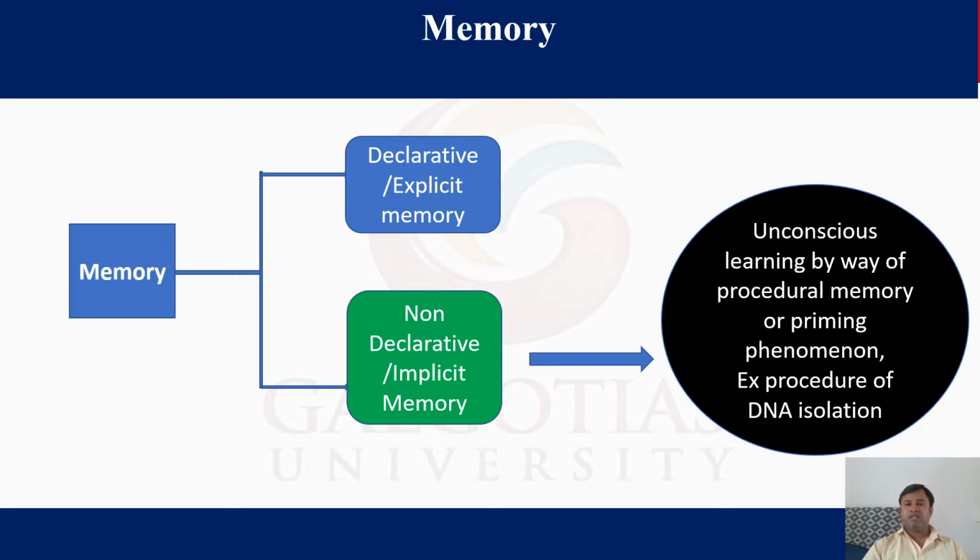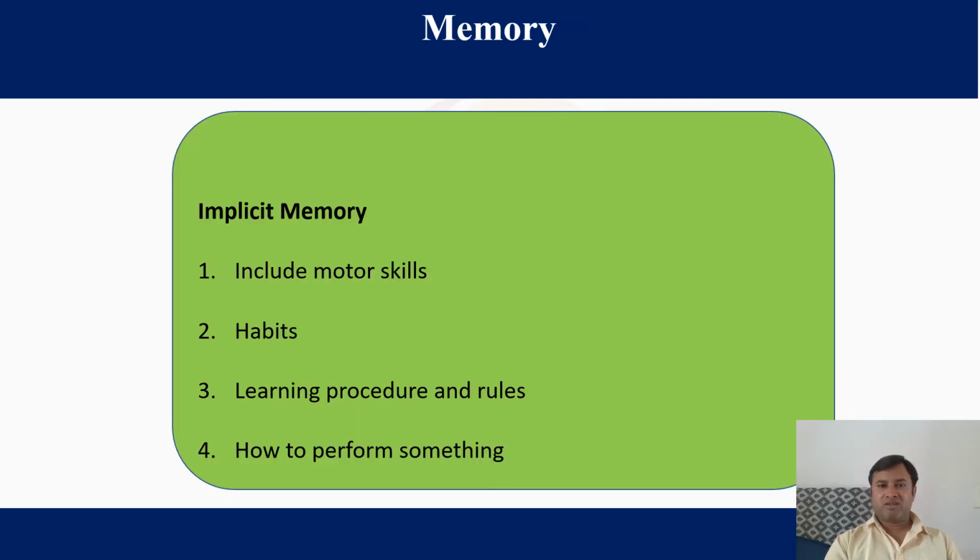For example, the procedure of DNA isolation, that means the procedure of anything, will be included, like learning to drive a vehicle, learning the car, riding a bicycle. So all the procedures included in this phenomenon are called implicit memory or non-declarative memory. It also includes motor skills, habits, learning processes and rules, and how to perform some things. It's all included in implicit memory.